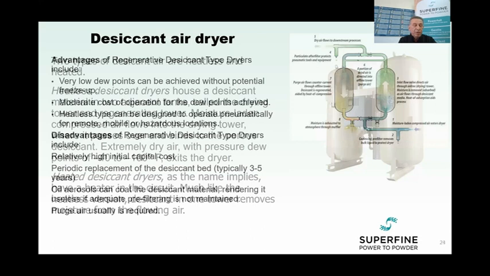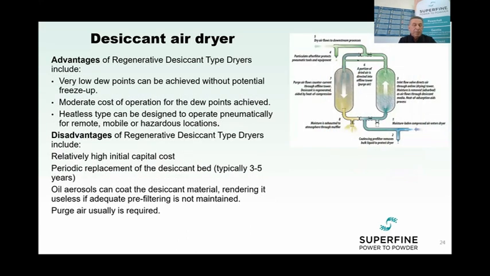Let's speak about advantages and disadvantages of the generic desiccant type dryer. Advantages include very low dew points can be achieved without potential freeze up, moderate cost of operation for the dew point achieved, and heatless type can be designed to operate pneumatically for remote, mobile, or hazardous applications. Disadvantages of this type of dryer are relatively high initial capital cost, periodical replacement of the desiccant bed, typically every 3-5 years. Oil aerosol can coat the desiccant material, rendering it useless if adequate pre-filtering is not maintained, and pure air usually is required.